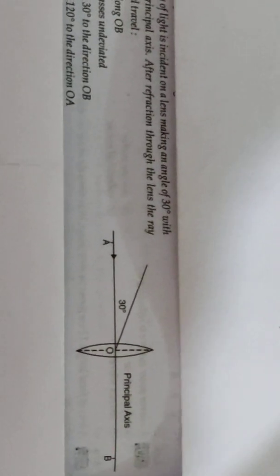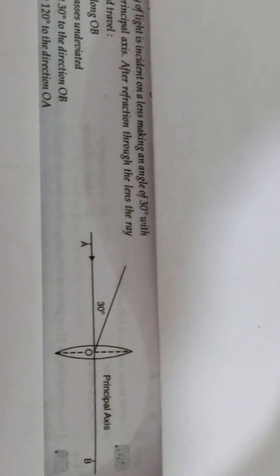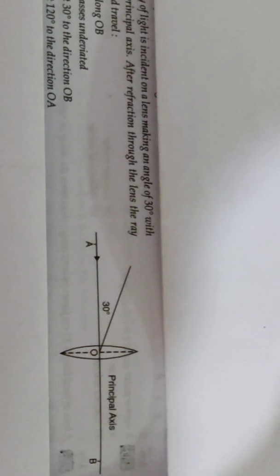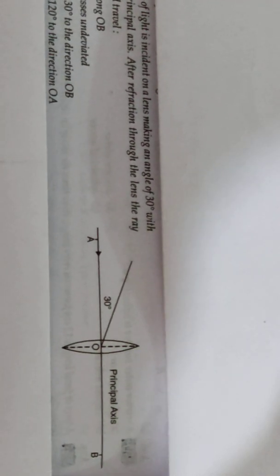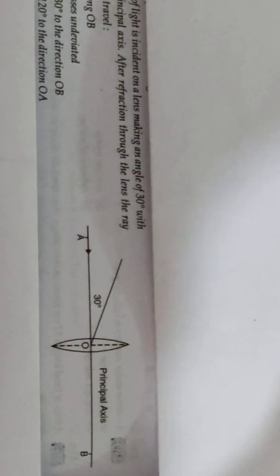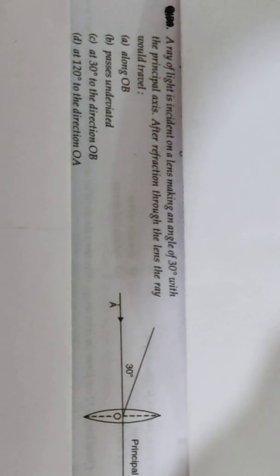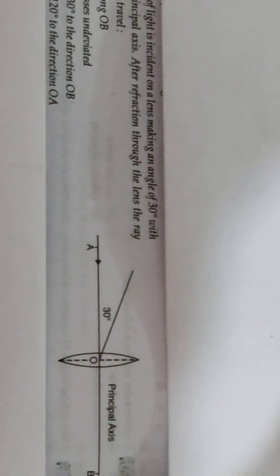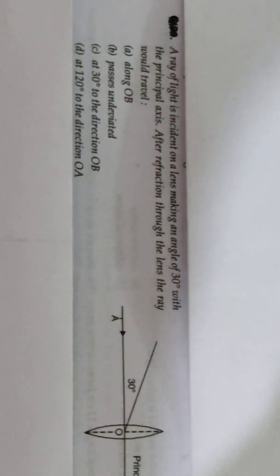Now we know from the diagram, if the concepts are clear, we know that the ray which is incident at focus goes undeviated. Okay, it means there is no refraction taking place. It will not bend when it is passing through the optical center or when it is incident at optical center. So when we look at the option along OB, that is along the principal axis, passes undeviated. Definitely correct. Passes undeviated because it is incident at O, optical center. So B is the correct option. But anyway, let us look at the other options also.